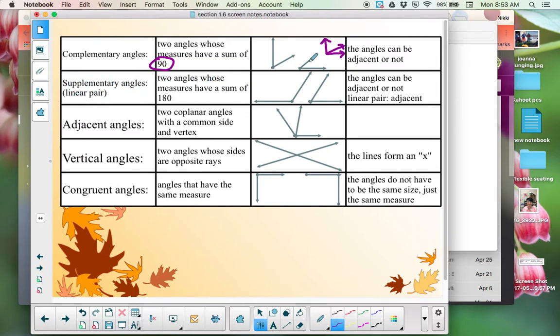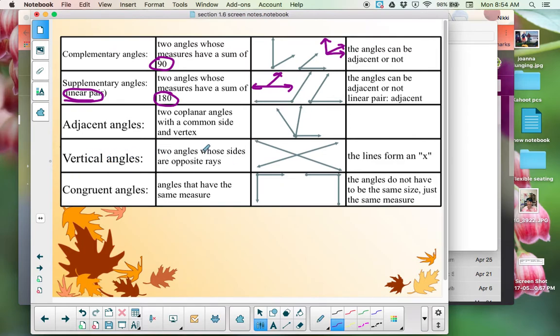Supplementary is the same type of thing, except that the two angles add up to 180, which means together they make a straight line. Notice if I slid this angle over, it would make a perfectly straight line here. 180 degrees makes a line. Again, these angles can be non-adjacent like this, or they can be adjacent. If they look like this, where it's just a straight line with a ray coming out of it, those are also supplementary angles, but we would call those a linear pair. If they are adjacent and supplementary, then we call them a linear pair.